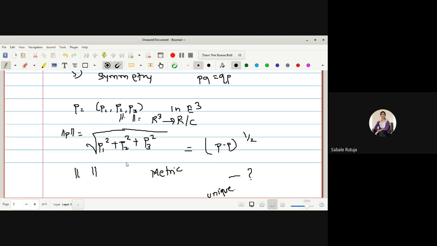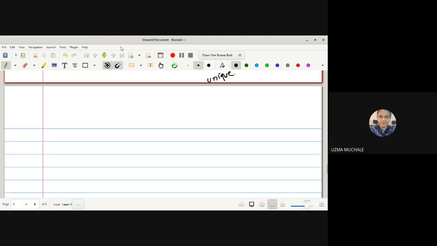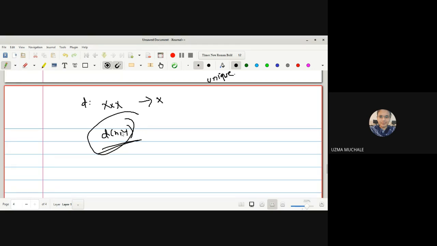Whenever you define a metric, you know how to define a metric, right? d, what is the domain and codomain? X cross X to R. How do you calculate d(x,y)? Firstly we write d(x,y) is greater than or equal to 0, then d(x,x) is 0, then if z is another point, we get the triangular inequality. So d is the notation used for the distance.